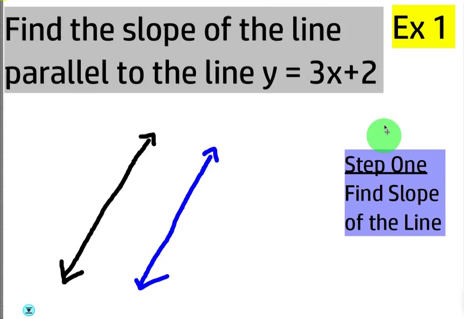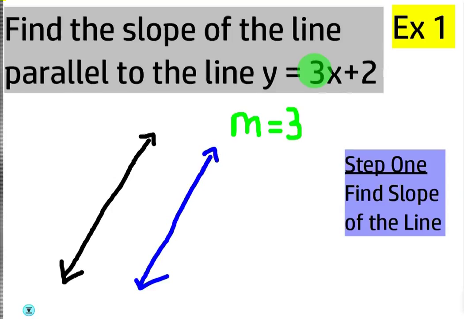So how do we figure that out? Well, we know how to find the slope. When the equation is in y equals mx plus b form, it's going to be just the coefficient of the x. And so in this case, it's going to be 3. And so I'm just going to write m equals 3, which means the slope of our line is 3. That's all you have to do.